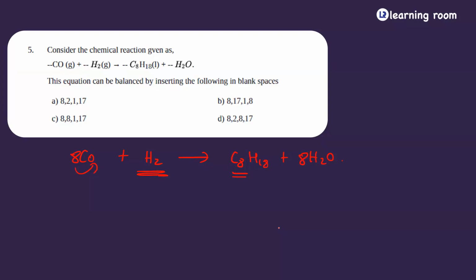You have got 8 oxygen here, but here there is only 1 oxygen. So I put 8. Now calculate the total number of hydrogen present. 18 plus 16, what is the answer? 34. So I have to put 17 here. That's it. So 8, 17, 1, 8. Option B is the right answer. Clear? Okay, so getting to the next one.